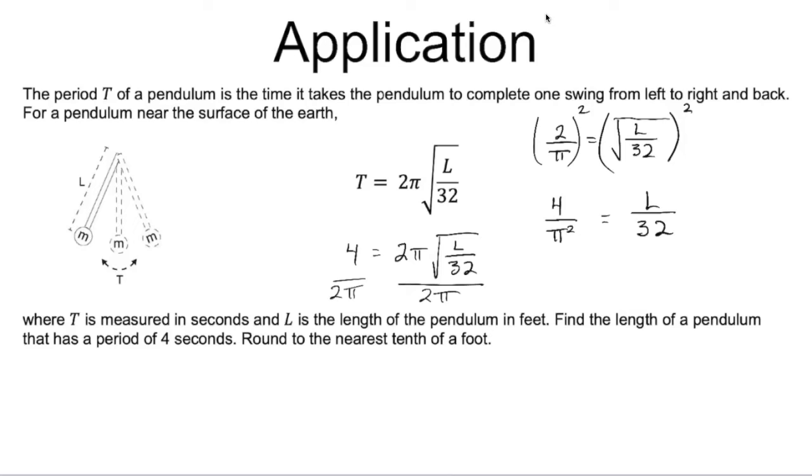Now, I could cross multiply, but in this case, I don't need to. I just need to eliminate the L. So I'm going to eliminate the 32. So I'm going to multiply both sides times 32. So taking you back down here, I'm going to have that L now is equal to, well, 32 times 4 is 128. And the pi squared remains.